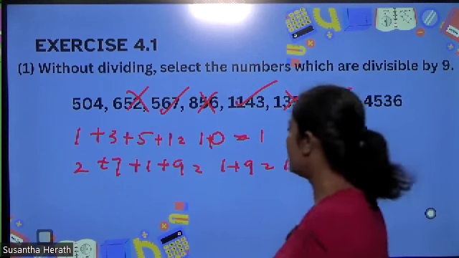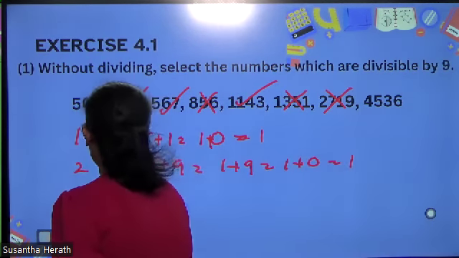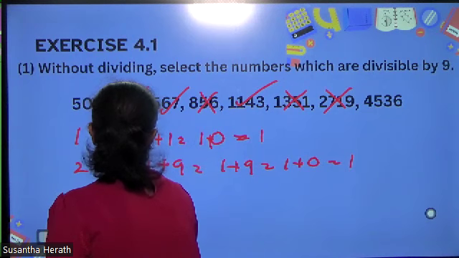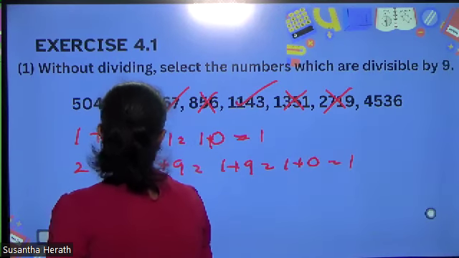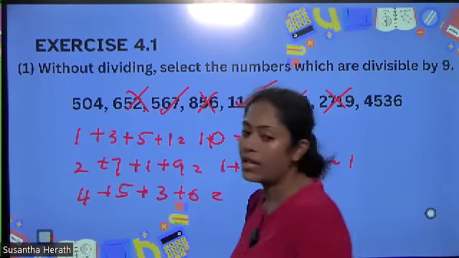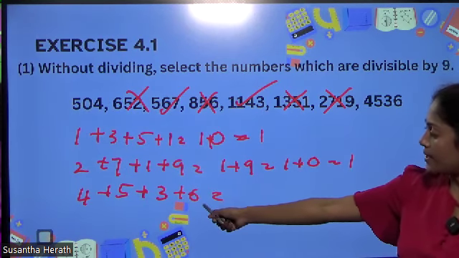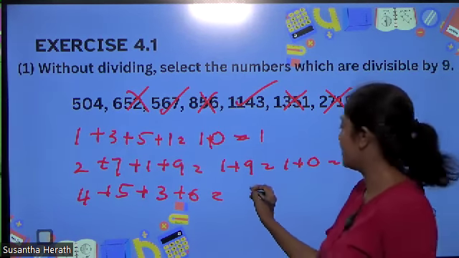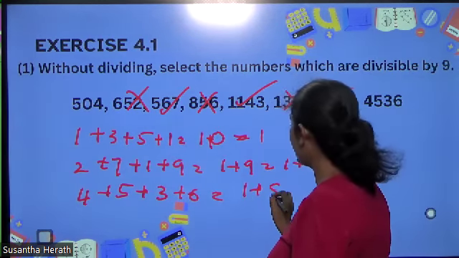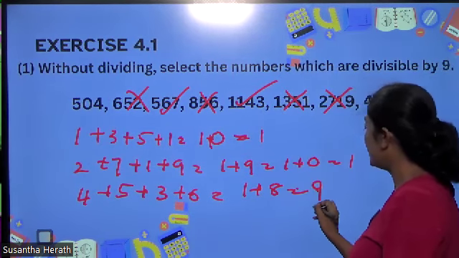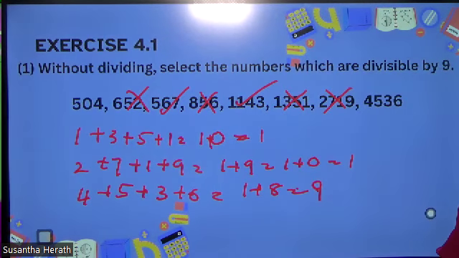Then last one, 4536. 4 plus 5, answer is 9. 9 plus 3, 12. 12 plus 6, 18. 18 means 1 plus 8, that means 9. So, digital root is 9. Then this one is divisible by 9.